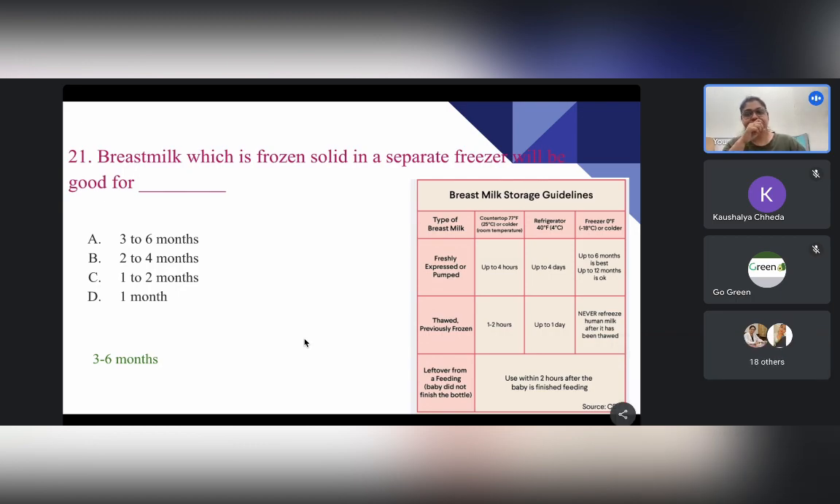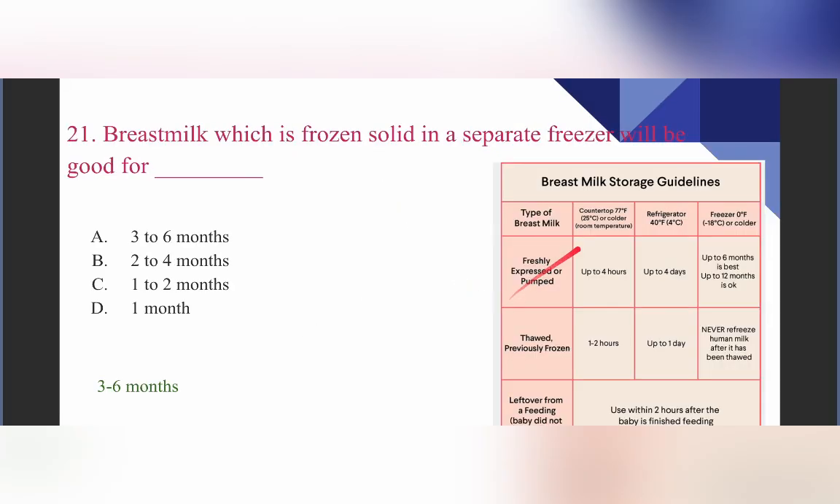So if we look at the different types of breast milk, if it's freshly expressed or pumped milk, it can usually stay till 6 hours. So it is set from 3 to 6 hours. At room temperature it can stay till 4 hours. If it's kept in the refrigerator, it can be kept till 4 days. And if it is kept in the freezer, it can stay till 6 months. So as we have in our options, 3 to 6 months, right?